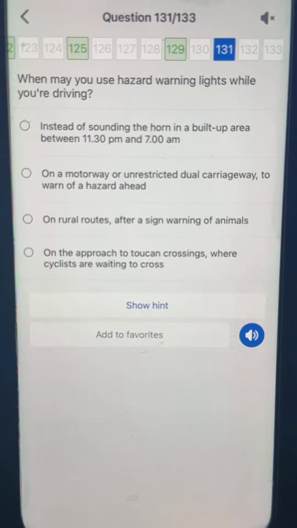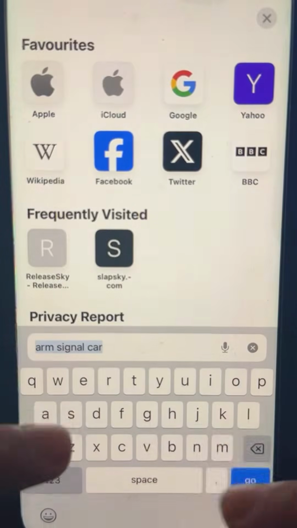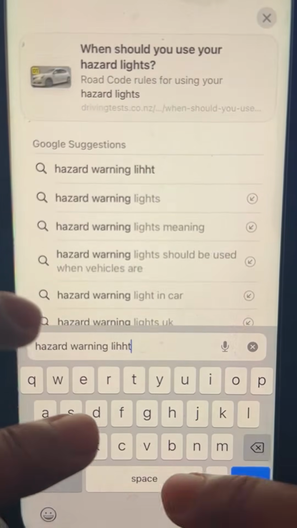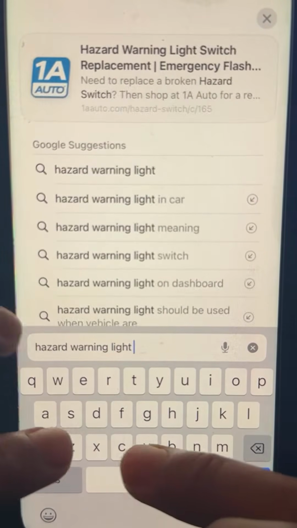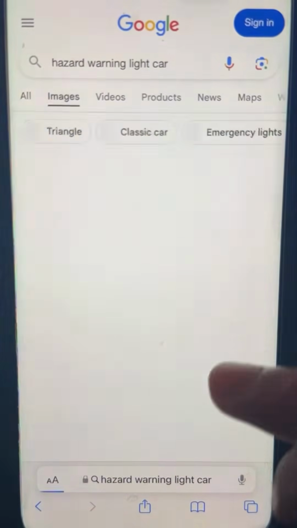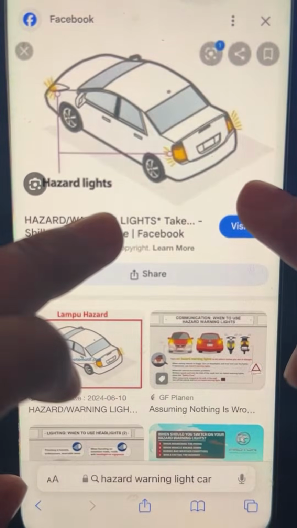Do you know what's a hazard warning lights, guys? Okay, hazard warning lights, as you can hear, is a light to show hazard, to warn others about something. Okay, how are you going to switch it on in a car? By pressing on that triangle. What will be happening is all the lights will be flashing, all 4 lights flashing all in one go.